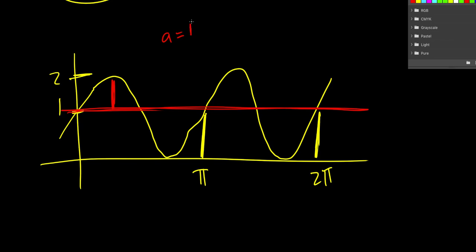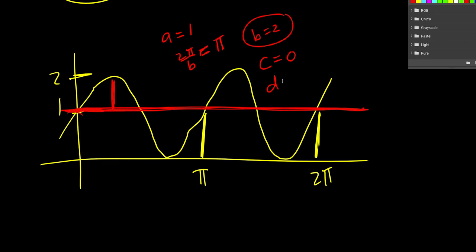Okay, the period, one repetition, is just pi, and so if we have 2 pi over b equals pi, we could solve for b, which is 2, you can just go through the algebra on that. Okay, it doesn't shift left to right at all, and so our c is just equal to 0, and then our d, we've shifted up by 1 because our middle value is now at 1 instead of 0.